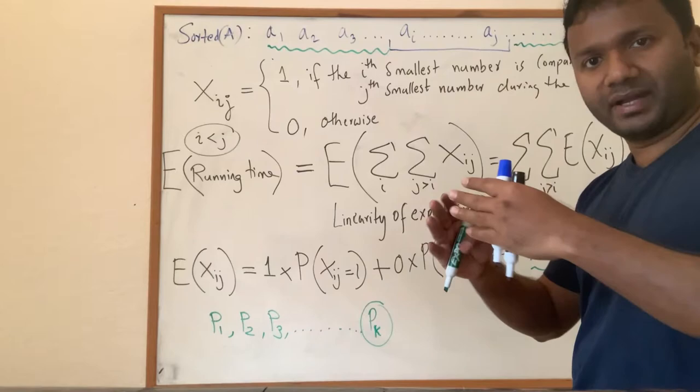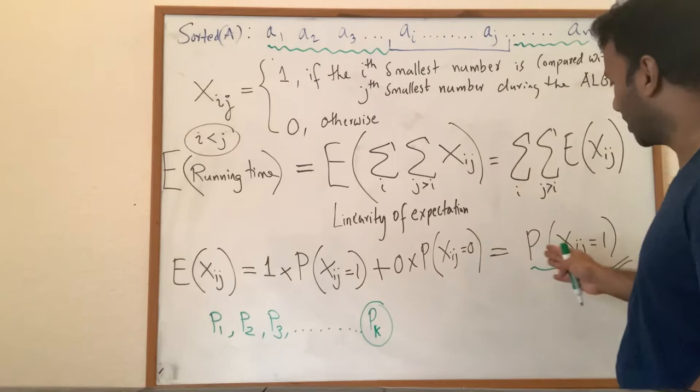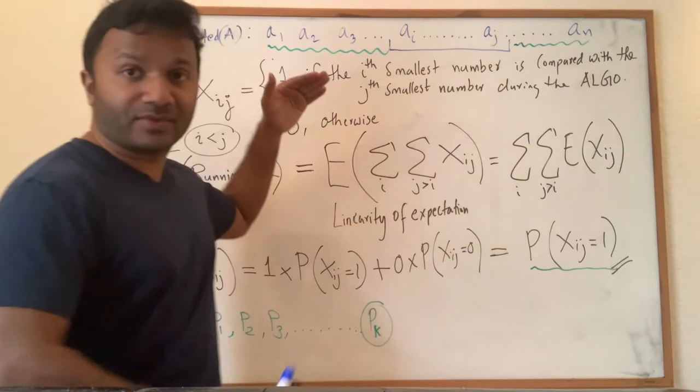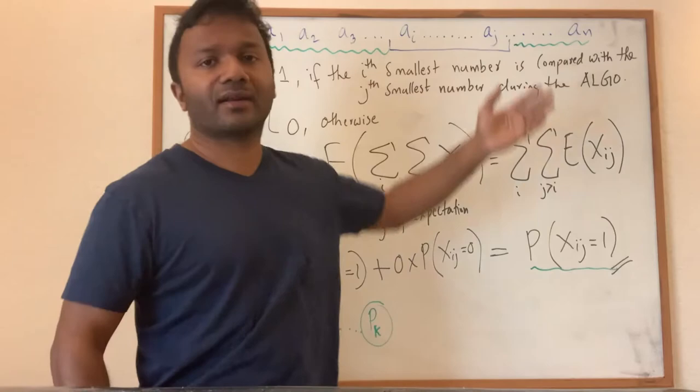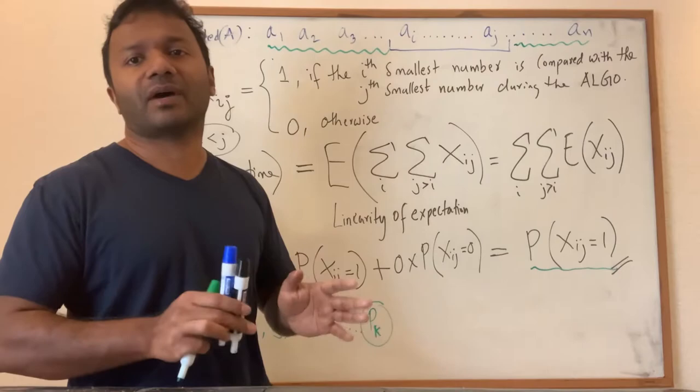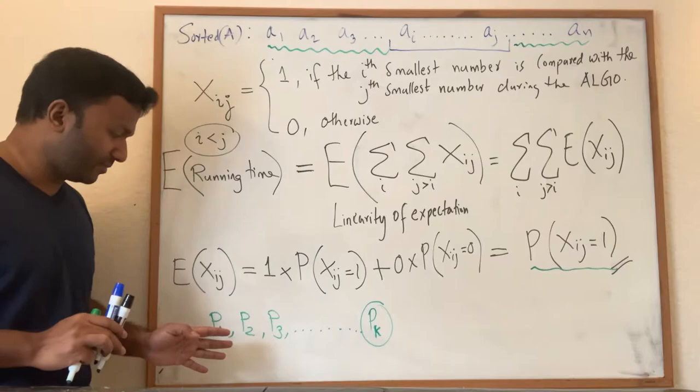The ith element and jth element will not get compared, or Xij in that scenario is 0 during that step. So if P1 is here or there, both Ai and Aj are going to be within the same subarray. That's what I want to convince you. So let's say that is what happened.